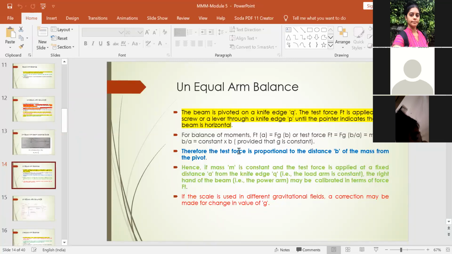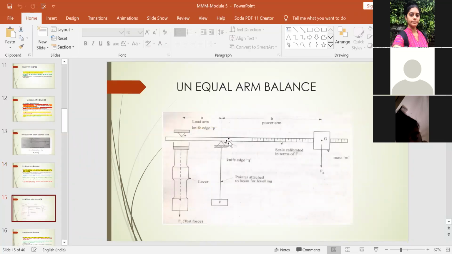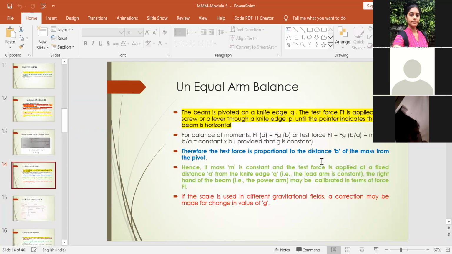Therefore the test force we have to calculate will always be directly proportional to the distance B at which our standard mass is pivoted, because everything else remains the same. So it depends upon how you vary the power arm distance. Accordingly, you will get the value of our unknown mass. So you can do trial and error and then get the optimized value for our unknown mass in comparison to the standard mass we have to compare. So that is what has been told.